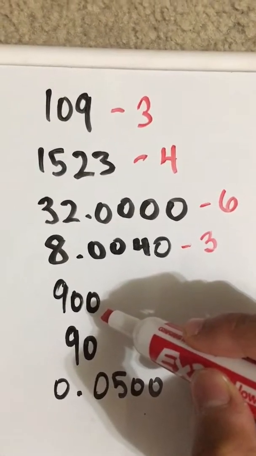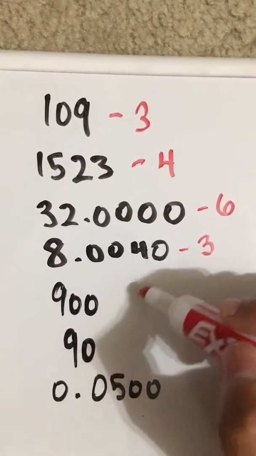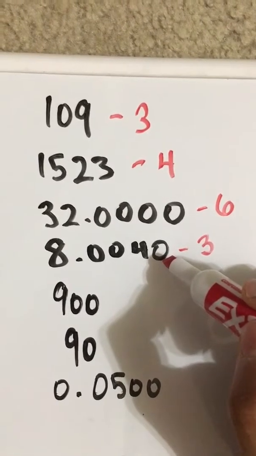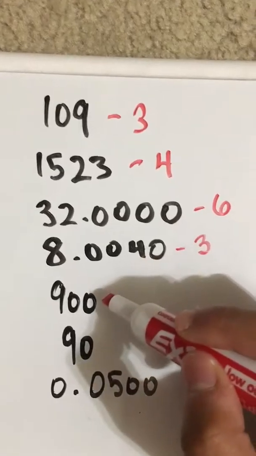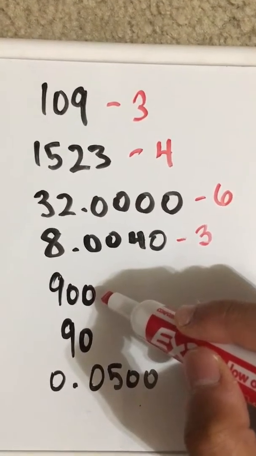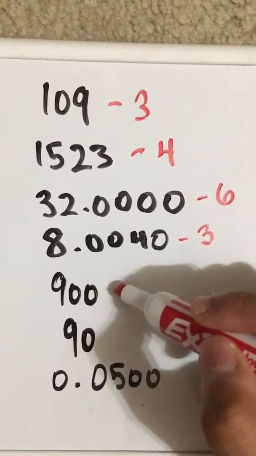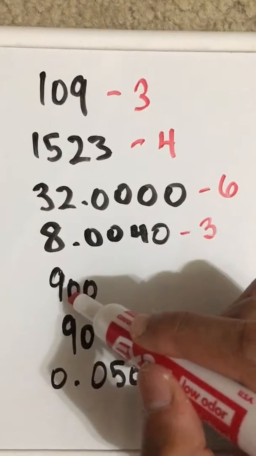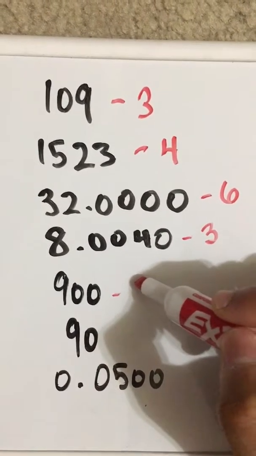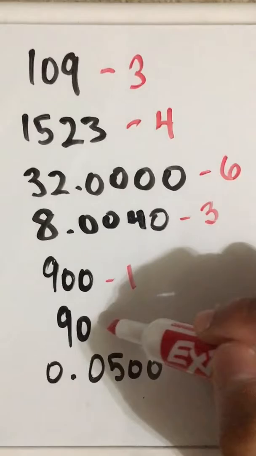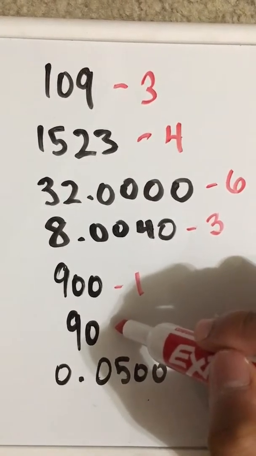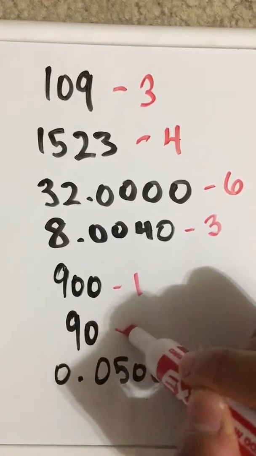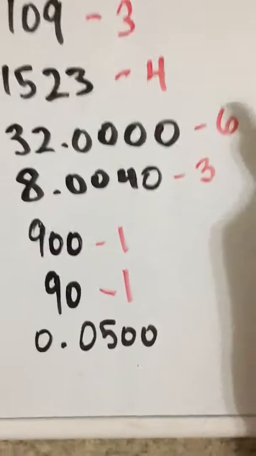Alright, so how about this? We know that zeros trailing after a decimal are significant. But how about zeros that are trailing a whole number? Well, they're not significant, so we only count this as 1 significant figure. How about this one? This one is also 1 significant figure.